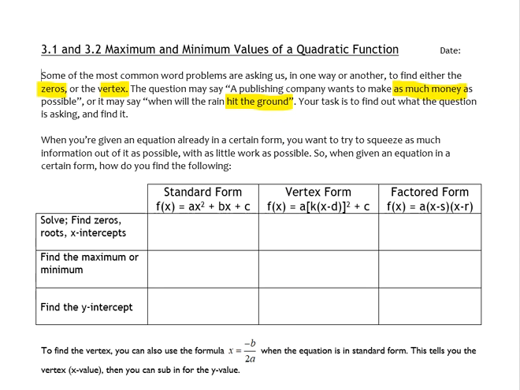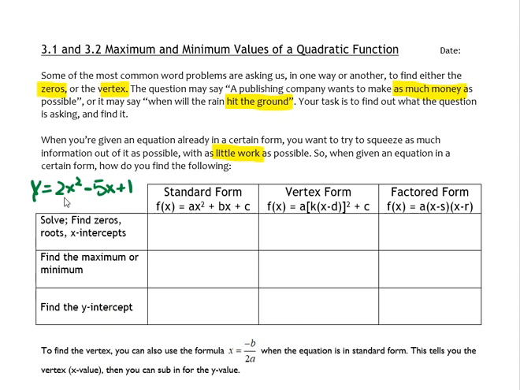When you're given an equation already in a certain form, you want to try to squeeze as much information out of it as possible with as little work as possible. So when given an equation in a certain form, how do you find the following? Let's see what an equation looks like in standard form. Say we have y equals 2x squared minus 5x plus 1. I'm just making up a question. That's standard form.